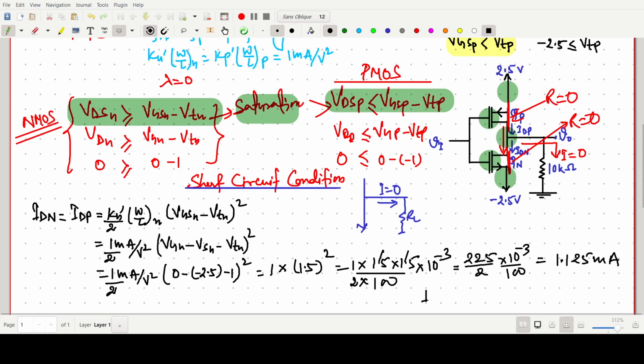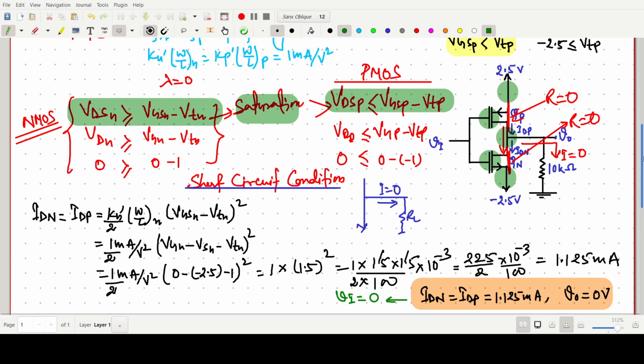So here the IDP value will be simply 1.125 milliampere, and in this case V naught will be 0 volt. Okay, so V naught will be 0 volt for case 1, when Vi equals to 0. So this one is the first one.